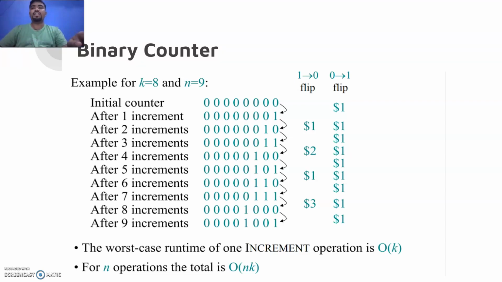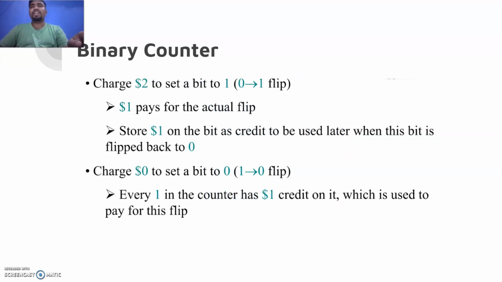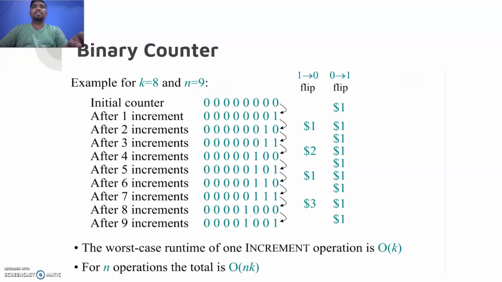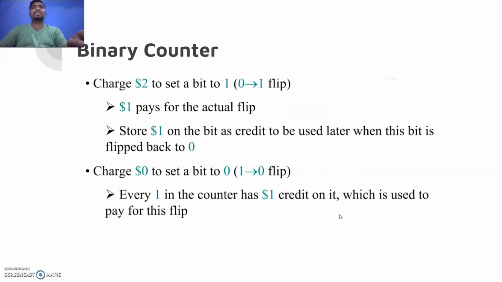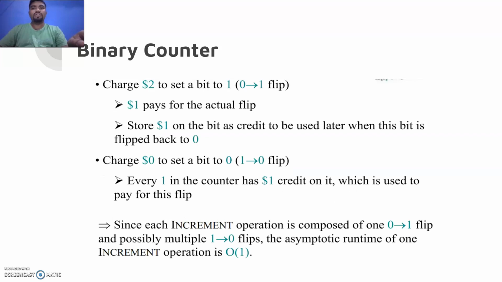Big O of n into k. But that's not the case now. So what we can say is that instead of charging just $1 for the flip from 0 to 1, we'll charge $2, so that $1 remains extra with us. And for every flip from 1 to 0, we won't charge anything. That is $0, right? So we can do that.